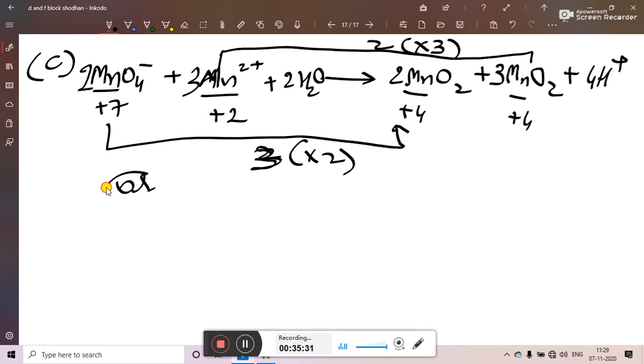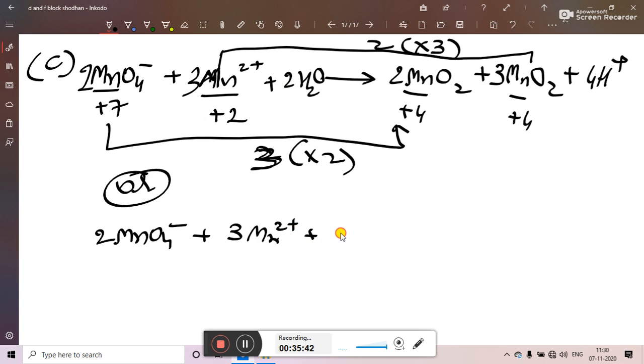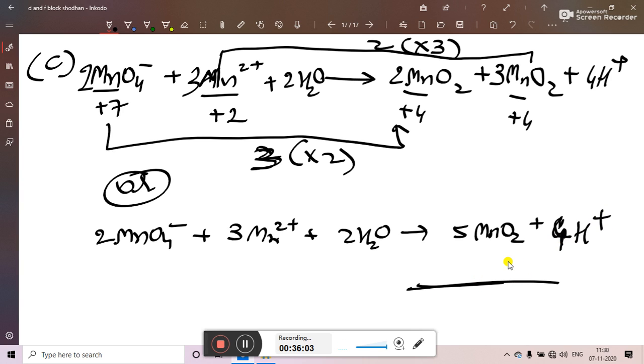So either you can keep the balanced equation like this only, or you can also write it like this: 2MnO4 minus plus 3Mn2 plus plus 2H2O arrow. Now here 2MnO2 is there, here 3MnO2 is there, so the total is 5MnO2 plus 4H plus. So in this way you can add the same species together also and write down the balanced equation. So this is our balanced equation.